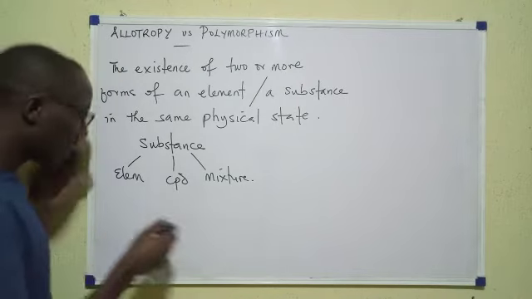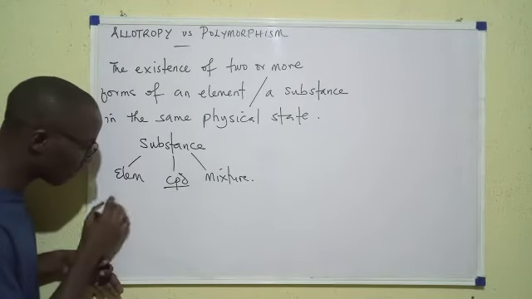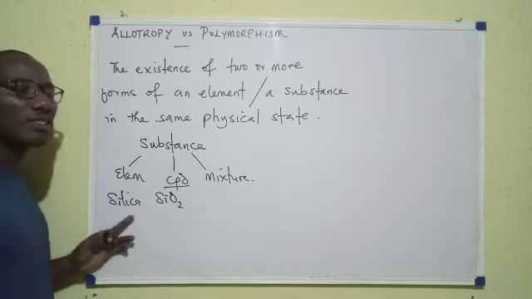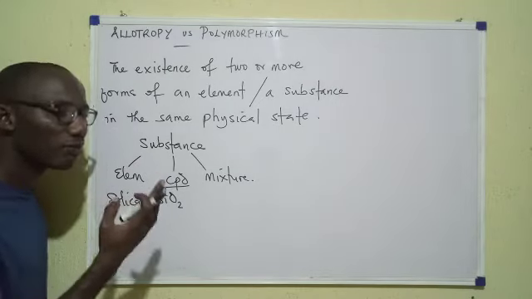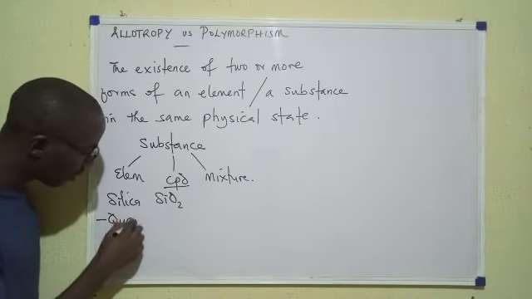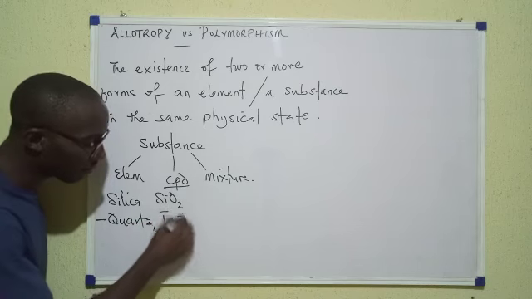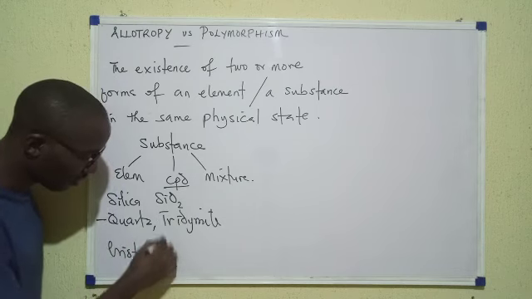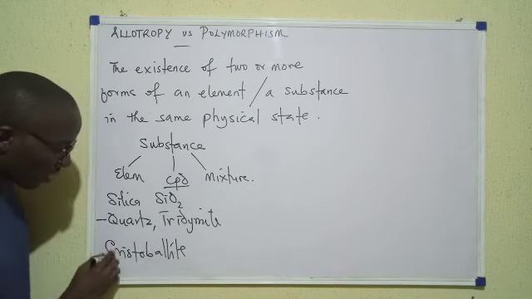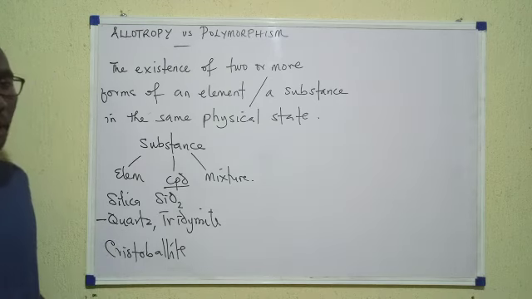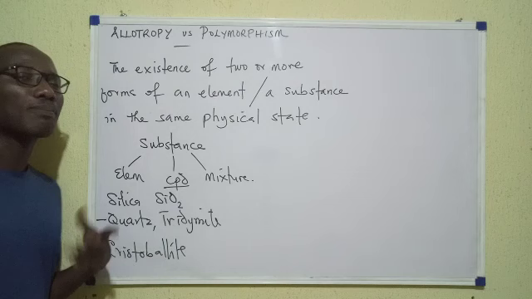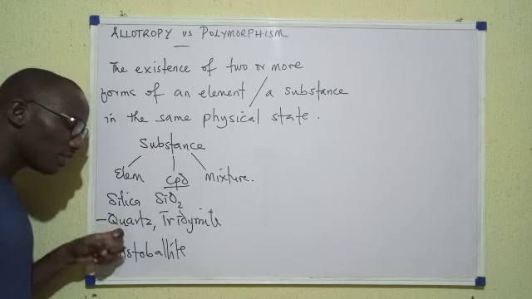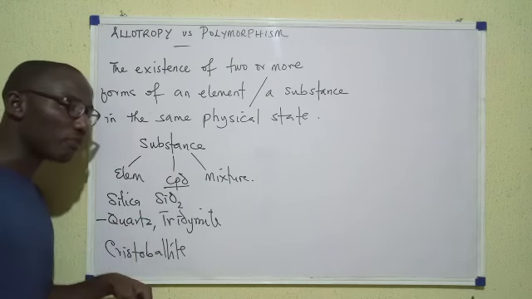Now see examples. There is the compound called silica. Silica is SiO2. And this silica exists in three crystalline forms. We call them quartz. We have tridymite. And then we have cristobalite. Now, these three crystalline forms of silica, we refer to them as polymorphs, all right? Because a substance, silica, is existing in two or more forms in the same physical state.